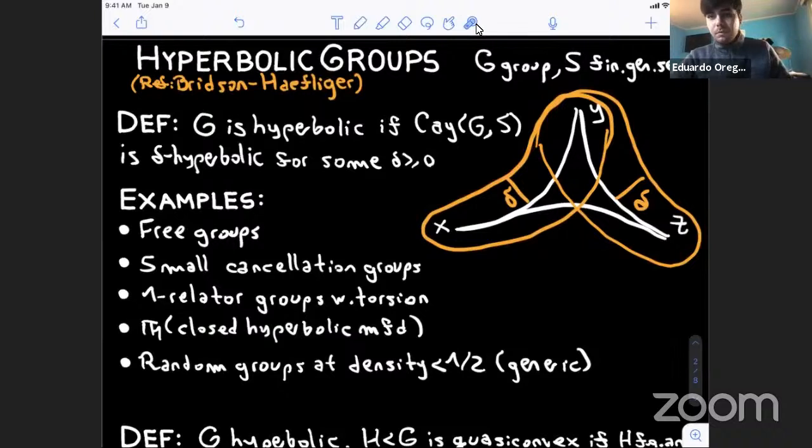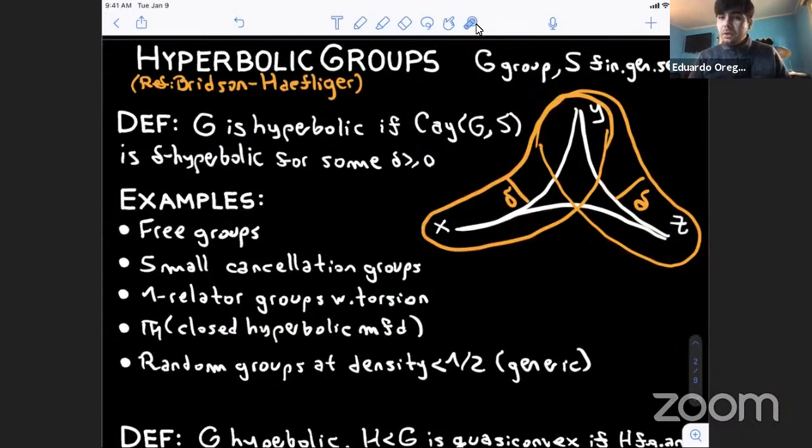What happens is that each time we have three points x, y, and z, we join x to y, and y to z. And the point is that the third geodesic, the one joining x and z, must be close to the union of the other two. That means it lies in the delta neighborhood of the union of these two geodesics, which is the geometry.